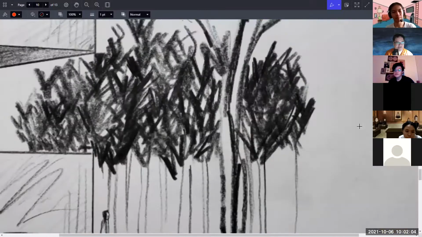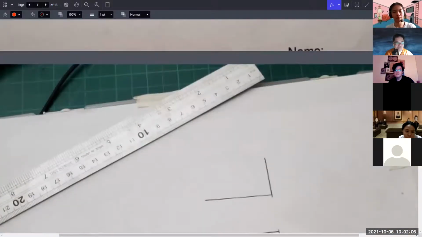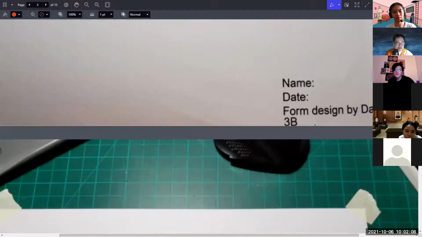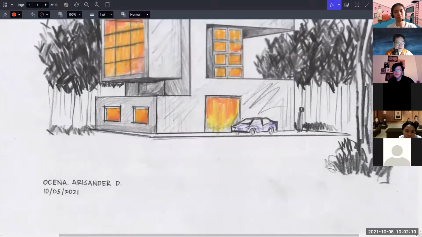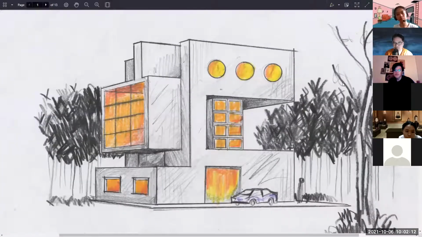What's the consensus? Pero, Arisander, I need you to do this much finer because right now, it's looking very rushed and it doesn't show any of the shadow casting that is correct, no?